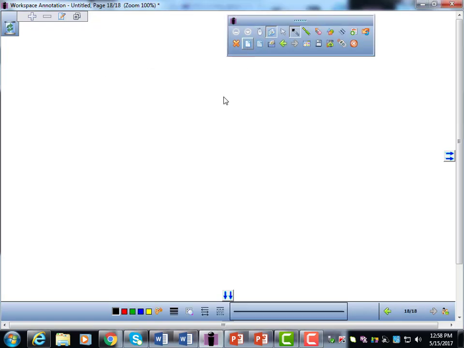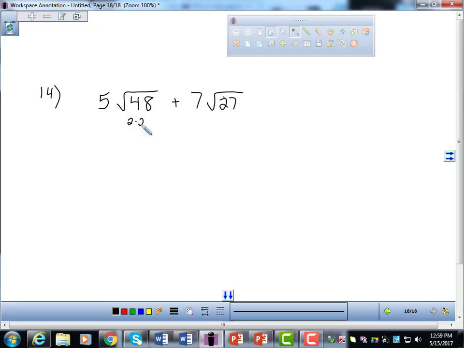Okay, on 14 we have 5 square root of 48 and 7 square root of 27. What can we bring out of this radical? We've got 2 times 24, 2 times 12, 2 times 6, 6 is 2 times 3. Check yourself. 2 times 2 is 4. 4 times 2 is 8. 8 times 2 is 16. 16 times 3 is 48, right?